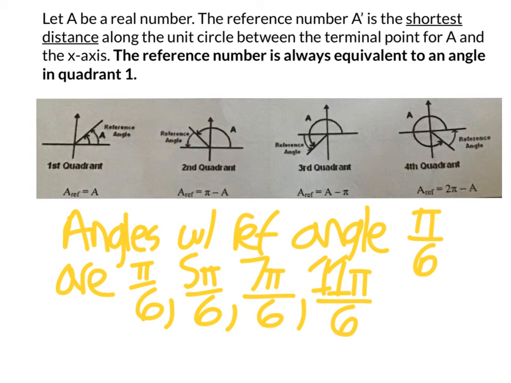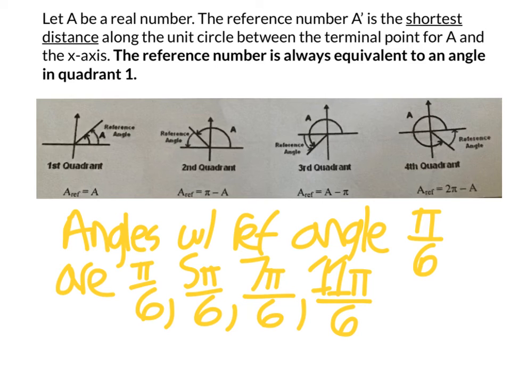Here we see that in the first quadrant, the reference angle is always just going to be the regular angle. In the second quadrant, we see that the reference angle is going to be pi minus a. We see in the third quadrant that the reference angle is going to be a minus pi. And in the fourth quadrant, the reference angle is going to be 2 pi minus a. And we see that the reference angle is always an angle that would fit with its degrees in the first quadrant.